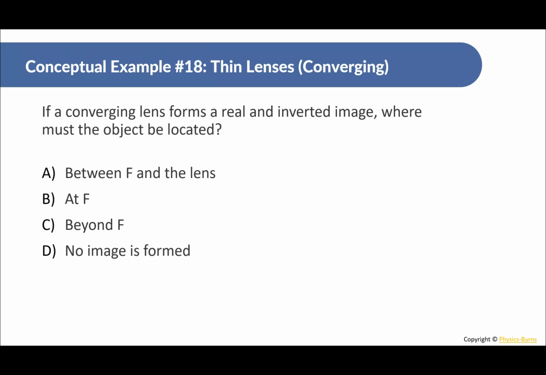Question 18. Again, you can go back. If a converging lens forms a real and inverted image, where must the object be located? Forms a real and inverted image. So it's on the other side. It's upside down. Real inverted image, where must the object be located? Beyond F. Okay. So we just talked about these, and hopefully you remember and can apply your knowledge.